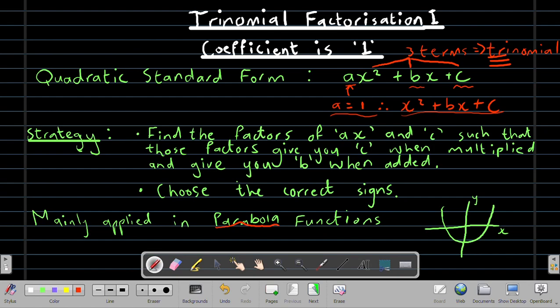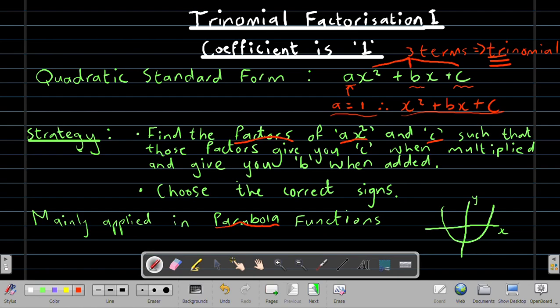So let's look at the strategy. This is probably the strategy that the teachers have taught you, but I'll go through it once more, and I'll try to emphasize a couple of stuff. So the strategy here is we need to find the factors of ax squared. Okay, this is supposed to be a squared. So of a x squared and c. So the factors of ax squared and c, such that when you multiply them, they have to give you c, and if you add them, they have to give you b.